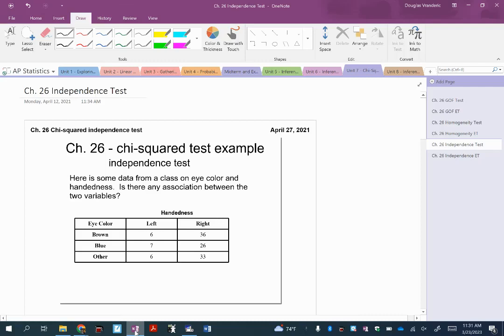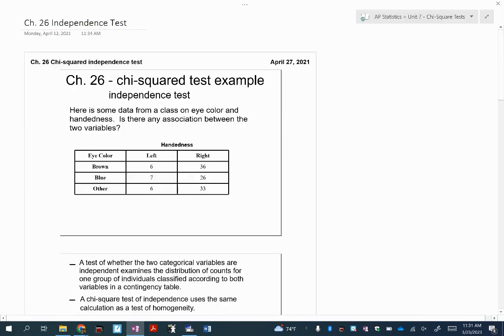Alright, we're here with our AP Statistics class, my favorite P3 class that I teach this school year.